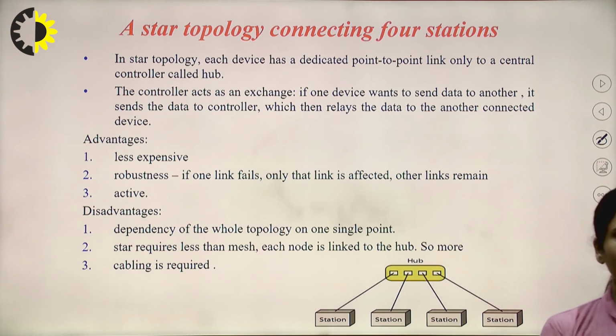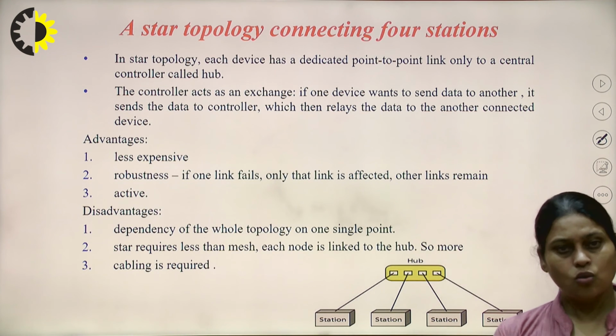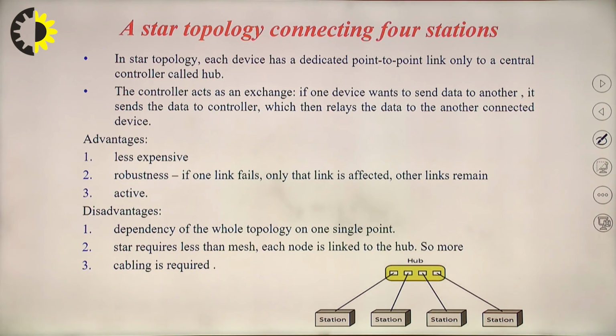Now, the next topology is the star topology. In the star topology, all the devices are connected through a central controller or a hub. So, there is no dedicated link between the devices. All the devices are directly connected with a central controller. If one device wants to send data to another device, first the data is transmitted from station 1 to the hub, then from the hub to station 2.